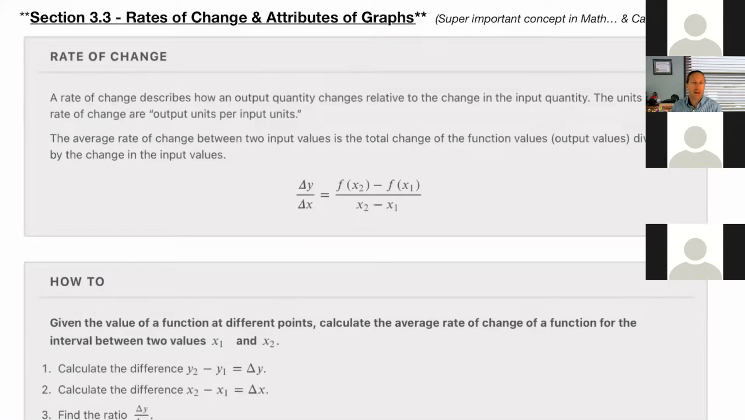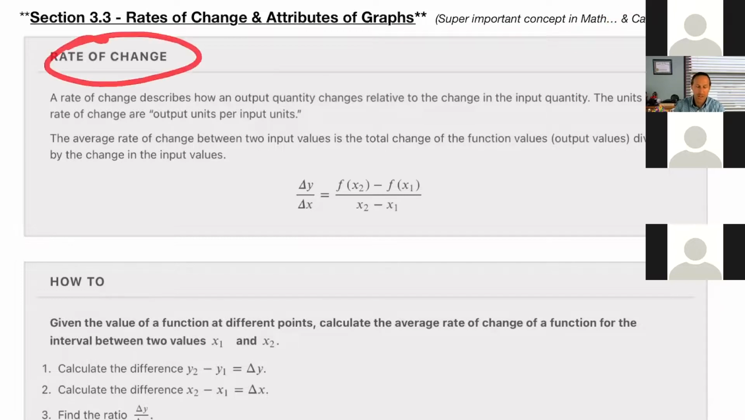All right, welcome back. As you can see, this is very important, not just for this class, but even for your calculus course that you guys hopefully will be taking next. It is called rates of change. And then we're going to look at some of the attributes of graphs. This is something that you're going to do a lot of in Calc 1, so that's why I put it's super important, not just in math, but also in calculus.